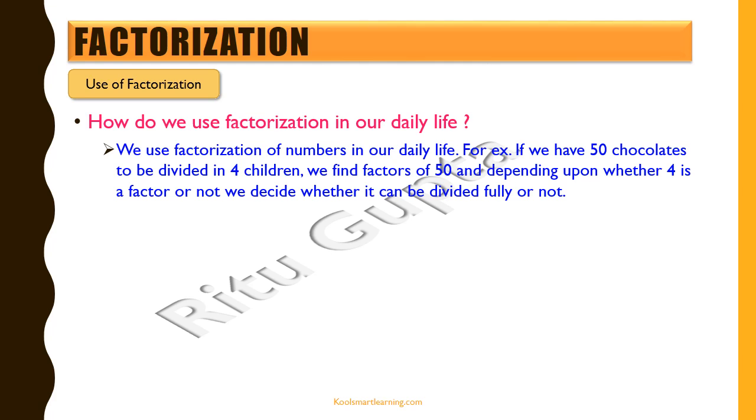Now we'll first find out the factors of 50, and depending upon whether 4 is a factor of 50 or not, we'll be able to decide whether those chocolates can be divided equally amongst those 4 children or not. Now in this case, as we clearly see that 4 is not a factor of 50, so we'll say after dividing the chocolates equally into 4 children, we'll be left with 2 chocolates. We also use the method of factorization for finding square roots, cube roots, etc. You must have seen that in your earlier classes.